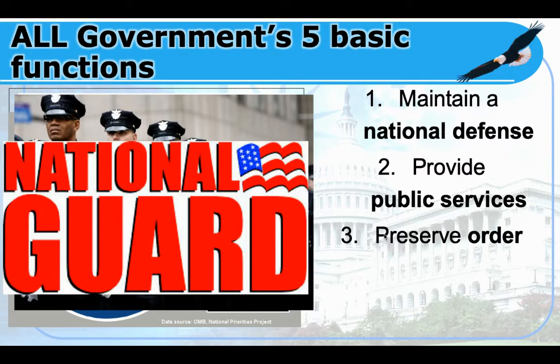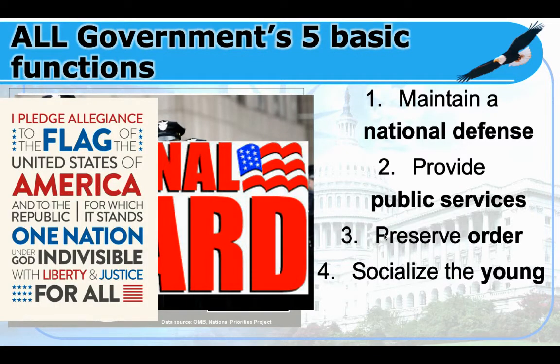Then number 4 is we socialize the youth. And this is the Pledge of Allegiance. You say it pretty much every day when you're physically in school. Socialize. Now, you could say this is indoctrination. We want you to pledge a faith that you respect America. You cherish it. It's one nation under God.